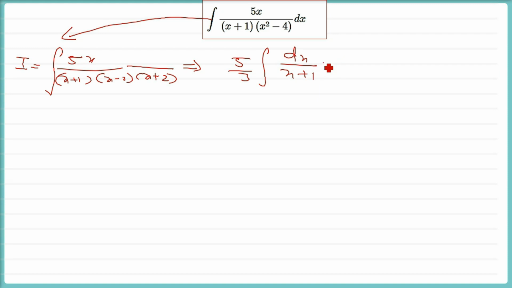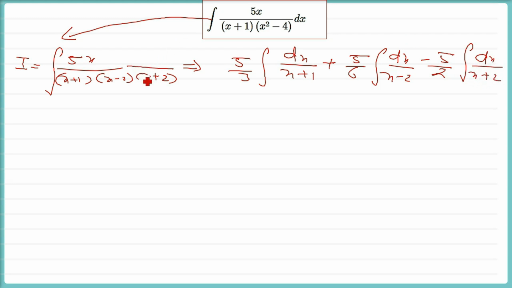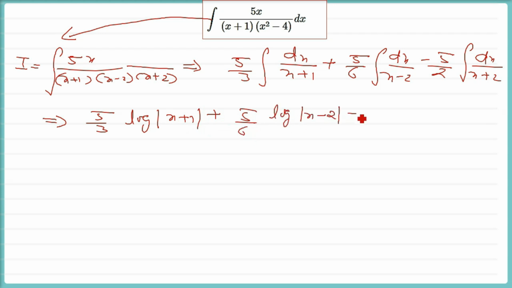So 5 by 3 integration dx by x plus 1. B is 5 by 6 in this case, integration dx divided by x minus 2, minus 5 by 2 integration dx divided by x plus 2. Let me reiterate, you can get the A, B, C values different, because it depends on what you have put below for A, B and C. So this becomes 5 by 3 log modulus of x plus 1 plus 5 by 6 log modulus of x minus 2 minus 5 by 2 log modulus of x plus 2 plus constant of integration.